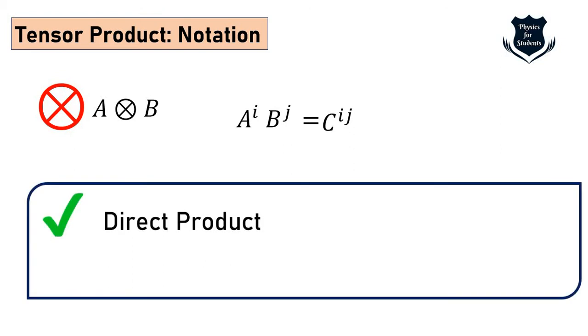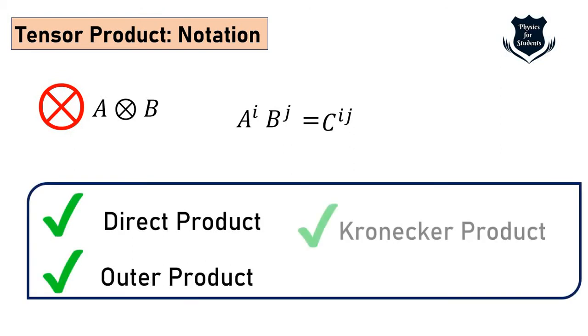What is a direct product? What is an outer product? And what is a Kronecker product? Once we understand these three concepts, which we will touch base on briefly in this video, we can quickly understand how a tensor product is formed.